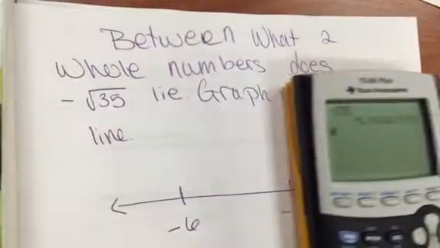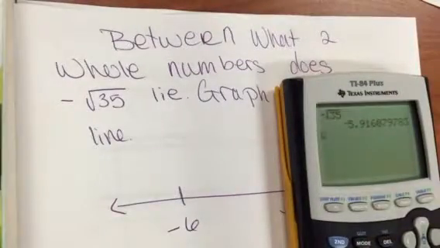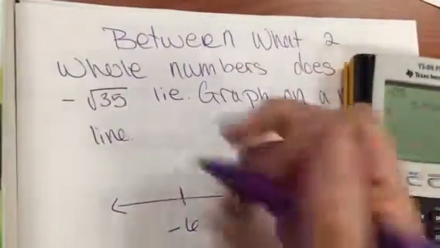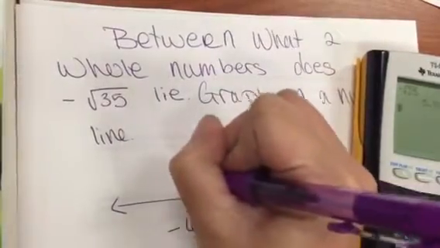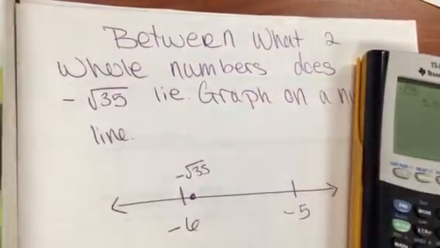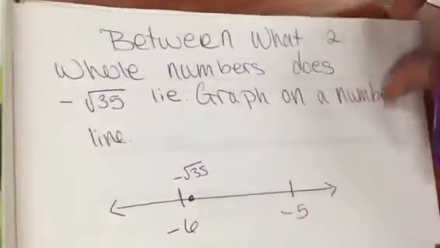Is it going to be closer to -5 or -6? I don't know, it's 5.9. It's pretty darn close to -6. It is pretty darn close, so I'm going to graph it right here. Negative square root of 35. Awesome. Ooh, that was easy. Man, this test is going to be easy.